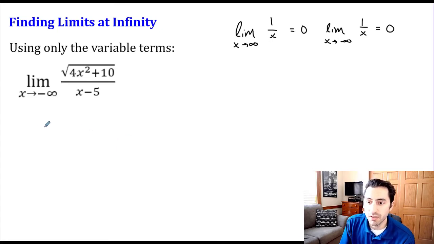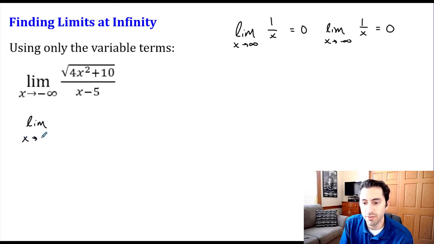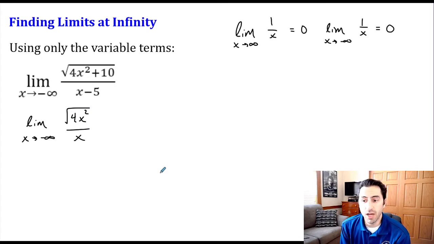So this is going to be the same as if I look at the limit as x approaches negative infinity of just the square root of 4x squared over x. So now I can basically ignore those constant terms. So our limit written like this will be equivalent to what we started with. And now we can actually do a little bit of simplifying. So in the numerator, I can simplify that square root. The square root of 4 is 2.